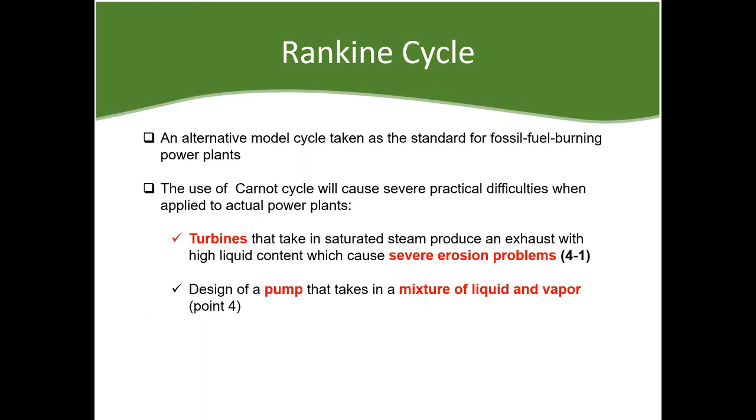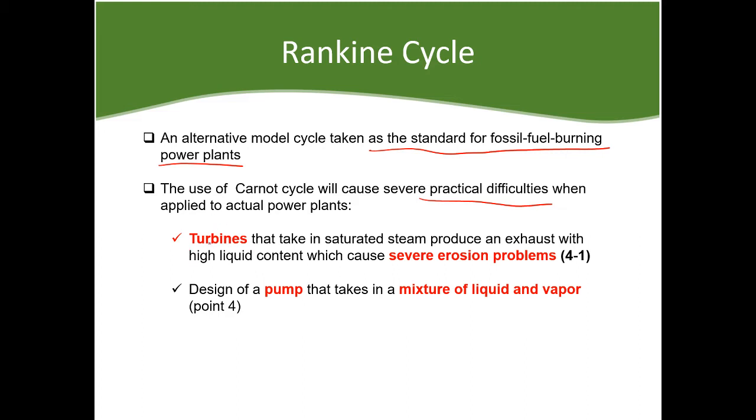The other type of cycle is the Rankine cycle. It's an alternative model and which serves as a standard for fossil fuel burning power plants. It is based on the Carnot cycle, but it fixed some practical difficulties. Ano ba yung mga practical difficulties pag ginamit natin yung Carnot cycle in actual power plants? Una-una, hindi possible yung Carnot cycle in actual power plants.